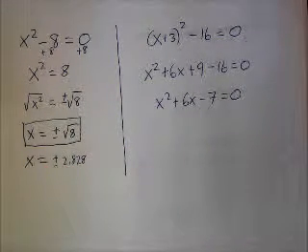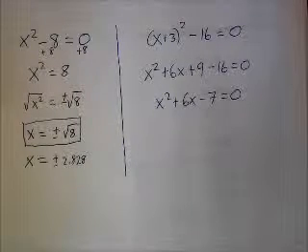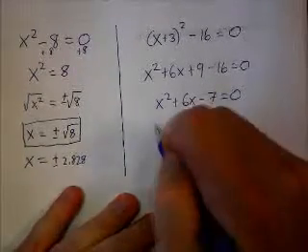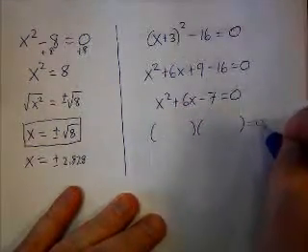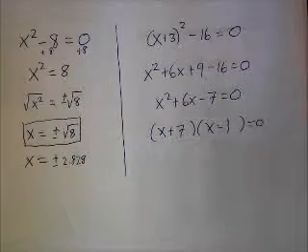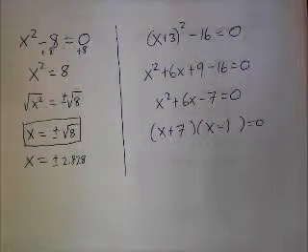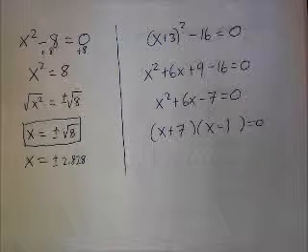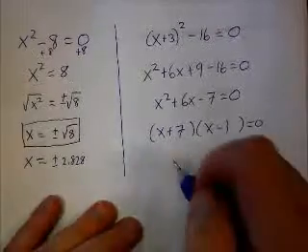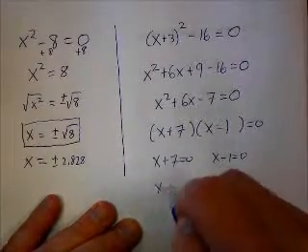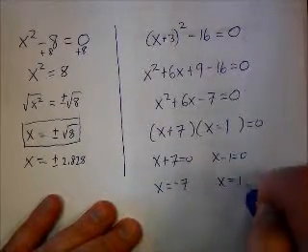Can you factor x squared plus 6x minus 7? I think so. Positive 7 and negative 1, I think, will work. That'll give you a negative 7 on the end and a 6 in the middle. So I get 2 answers. What are my 2 answers? Well, I would have x plus 7 equals 0, x minus 1 equals 0. So I would get 2 answers: x equals negative 7, x equals 1.